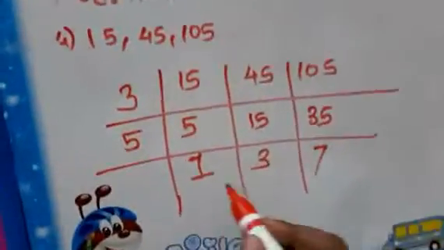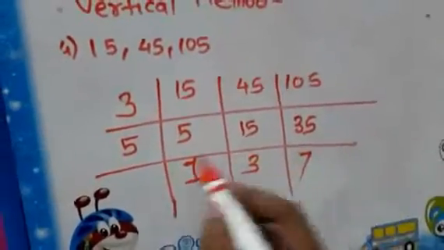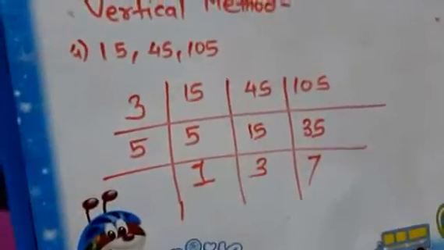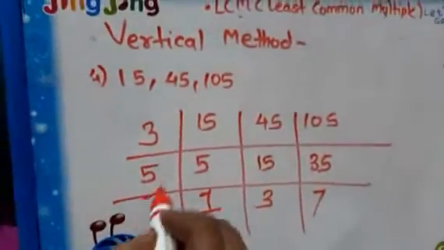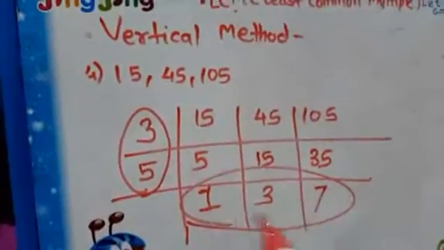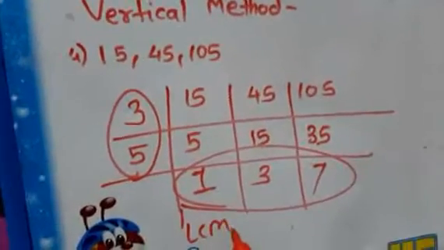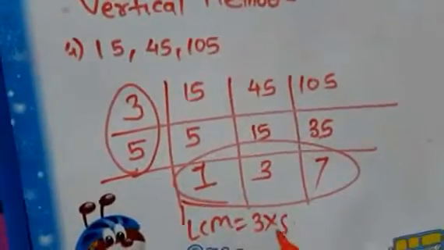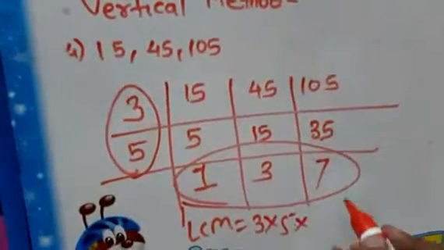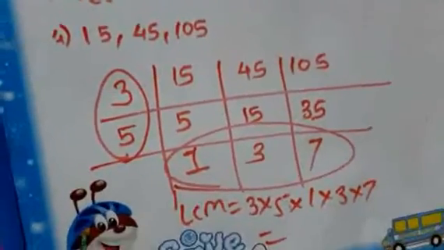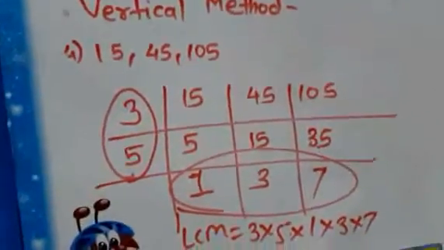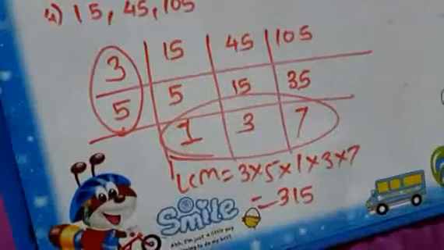Now if you check, here all are numbers such that prime factors we can't write. So multiplication of these will give us the LCM. So LCM is equal to 3 into 5 into 1 into 3 into 7. So it will be 315.